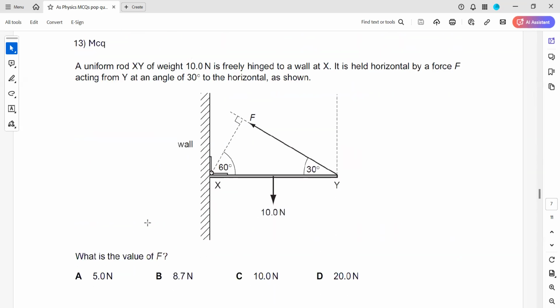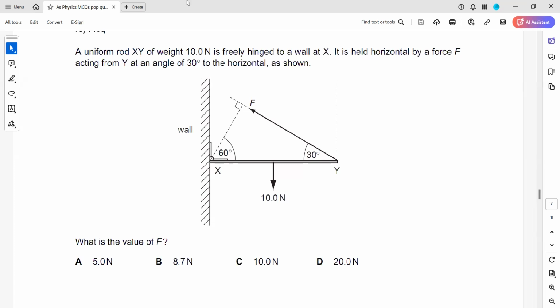In question 13, we consider a uniform rod. Which direction will this cause a turning effect? Clockwise. This force is making a certain angle, so we always take the perpendicular component. This force will have two components. The component along the rod is F cosine 30, and the component opposite to the angle, the vertical component, is F sine 30.